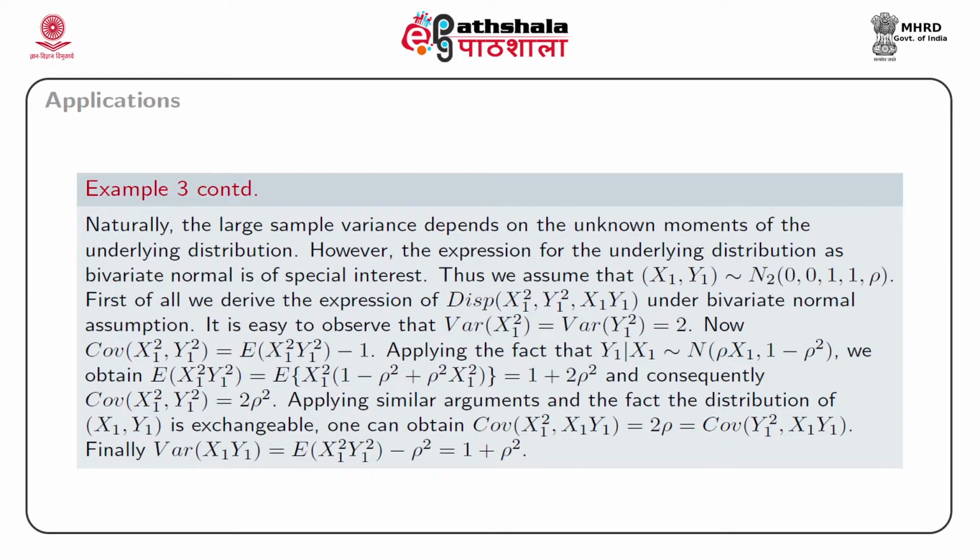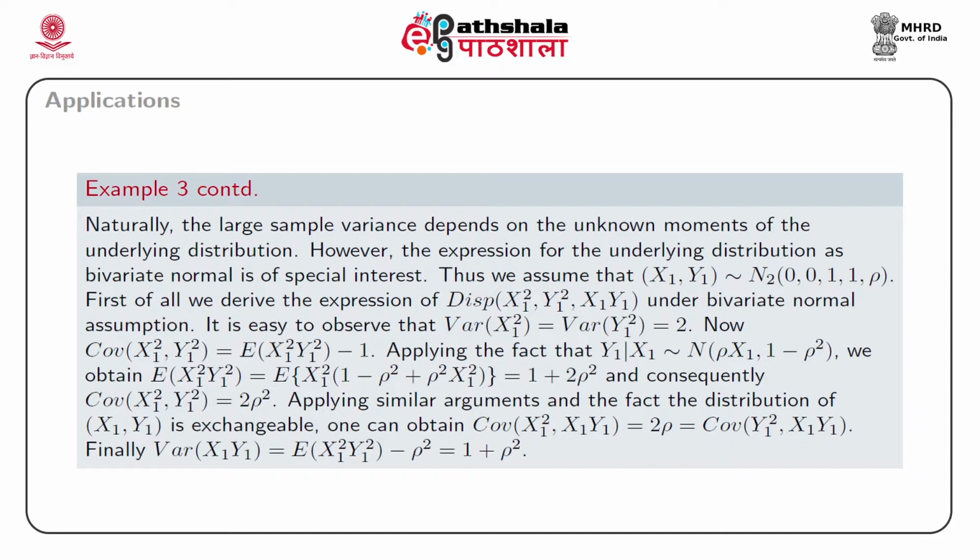Thus, we assume that the joint distribution is bivariate normal with correlation coefficient rho. Then, we need to derive the expression of the dispersion matrix for the vector with elements x1 square, y1 square, x1 y1 under the bivariate normal assumption. It is easy to observe that the variance of x1 square and the variance of y1 square are exactly equal to 2. This follows from the fact that x1 has a standard normal distribution marginally. So, x1 square has a chi-square distribution with 1 degree of freedom, and hence the variance is 2.